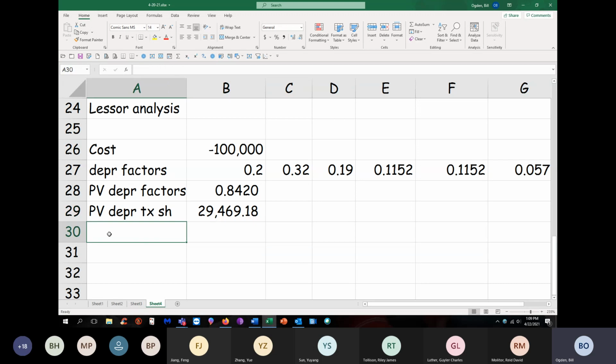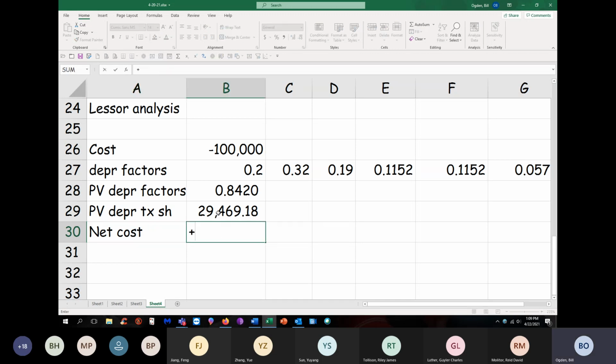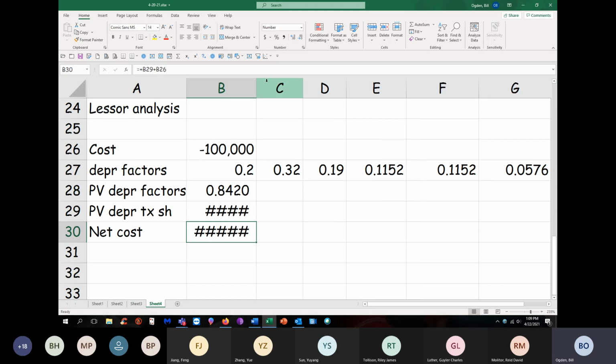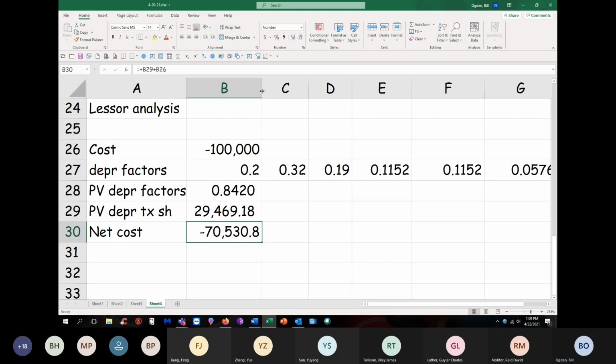So then we'll get a net cost. And this is what we've done in the past, nothing new here. All right, there we go. Then we know the payments.